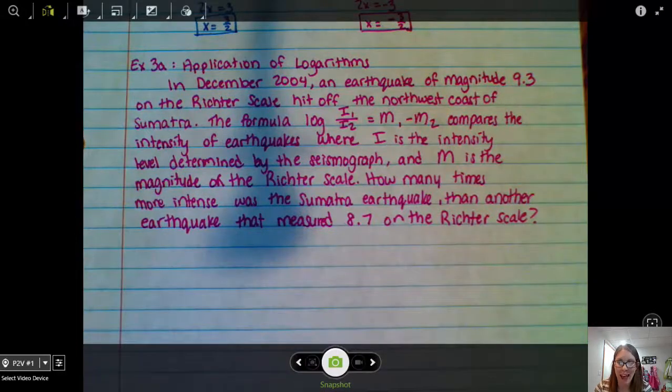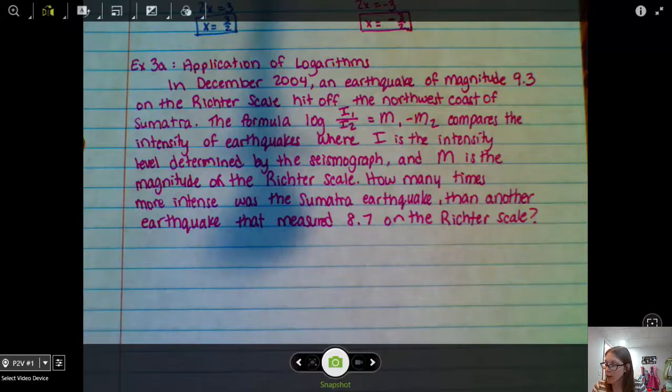Example 3a, we have a pretty lengthy application of logarithms. Something that's kind of cool about logarithms is that formulas using logarithms can be used to measure numbers that get really, really big. So for example here, in December 2004, an earthquake of magnitude 9.3 on the Richter scale hit off the northwest coast of Sumatra.